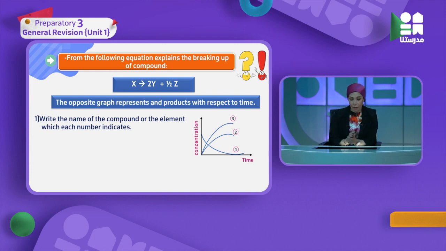طب x هنا x ده مين؟ ده الرياكتنس ولا البرودكتس؟ x هو نمبر 1 لأن هو بيديكريز. طيب الباقي y z هو 2. طب y أنا قلت z 2 و y هو 3. ليه؟ علشان عندي half z وعندي التاني كميته أكتر 2y so it's the amount أكتر.